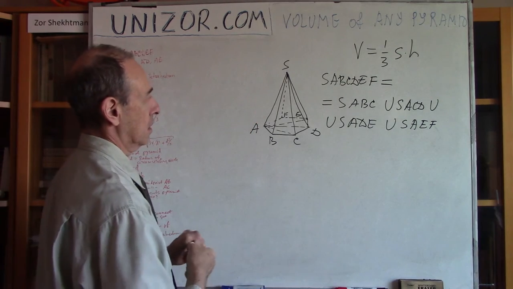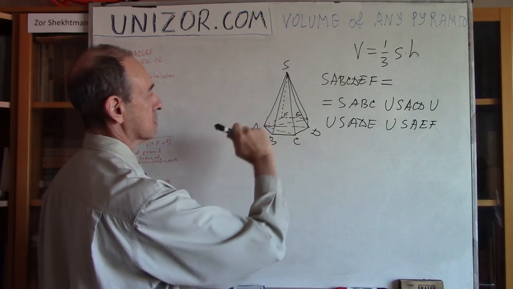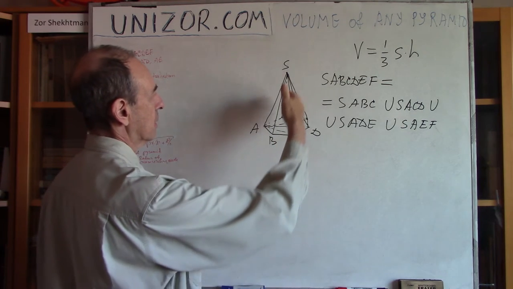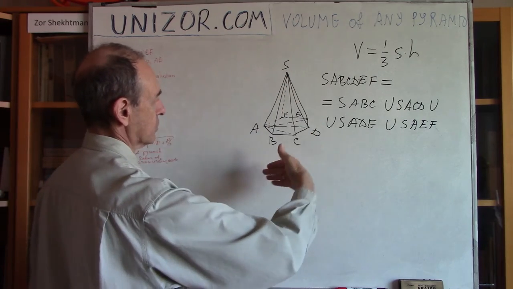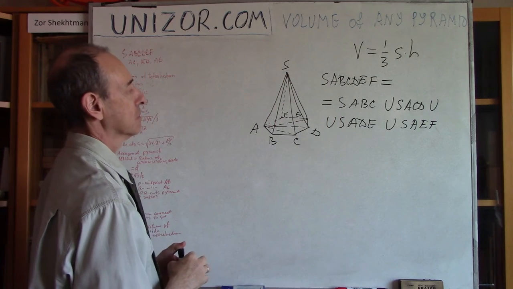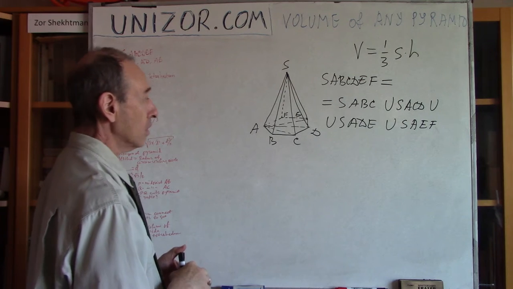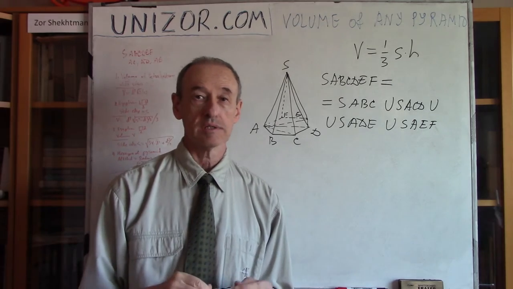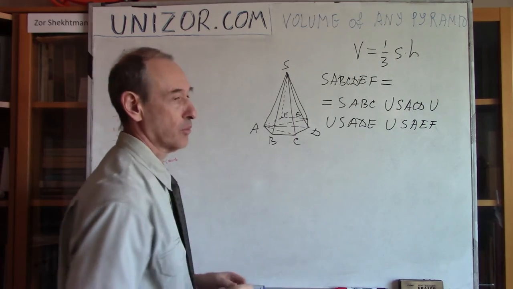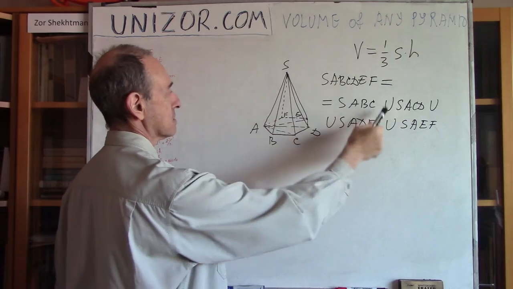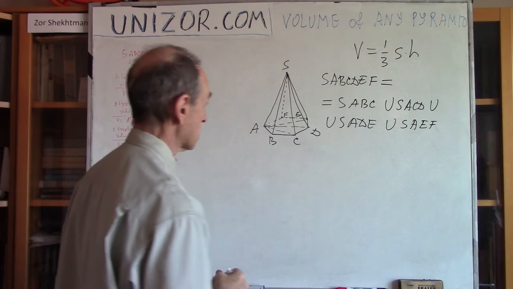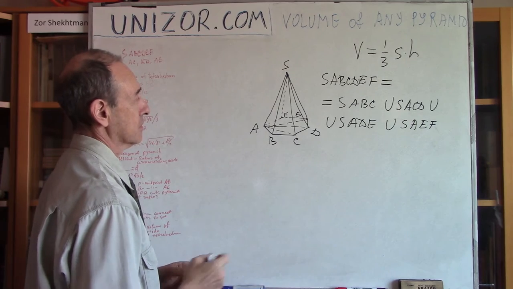Now, the union of all these triangular pyramids is exactly our hexagonal pyramid, right? So basically, I'm cutting my hexagonal pyramid by planes SAC vertically, SAD vertically, and SAE vertically. And this division gives me different triangular pyramids. Now, all of them share the same altitude because the altitude is basically the distance from the apex to the plane where the base is. And the bases of all these pyramids are exactly in the same plane as the base of the original hexagon. So the H is the same.